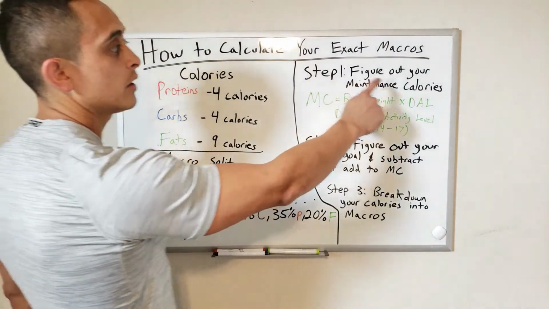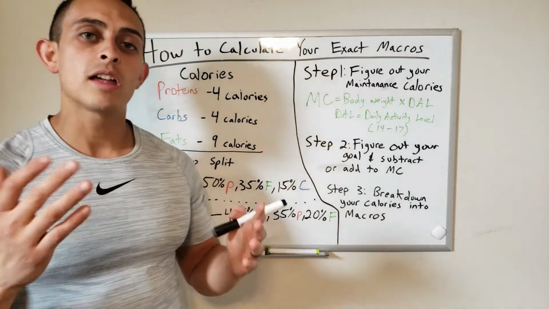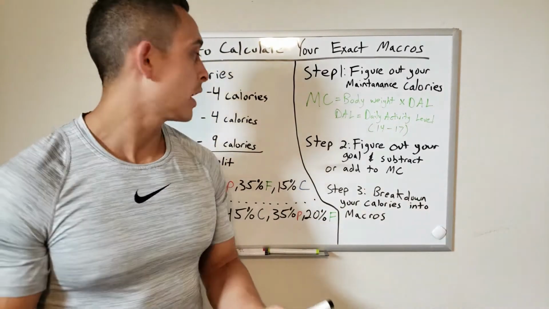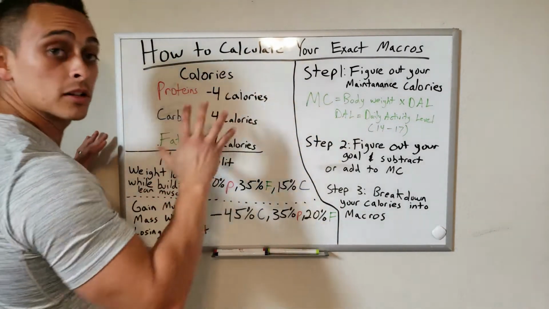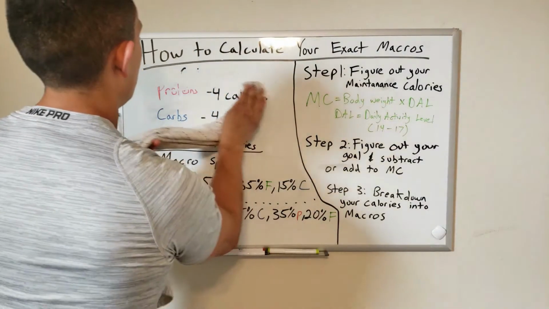So the first thing you got to do is figure out your maintenance calories. Your maintenance calories are the amount of calories that you need to eat to stay where you're at now. Okay, so I'm going to erase this, and I'm going to show you step by step how to calculate your macros.